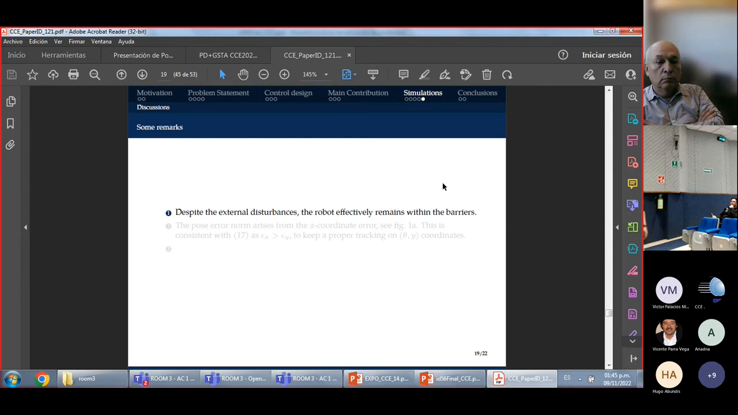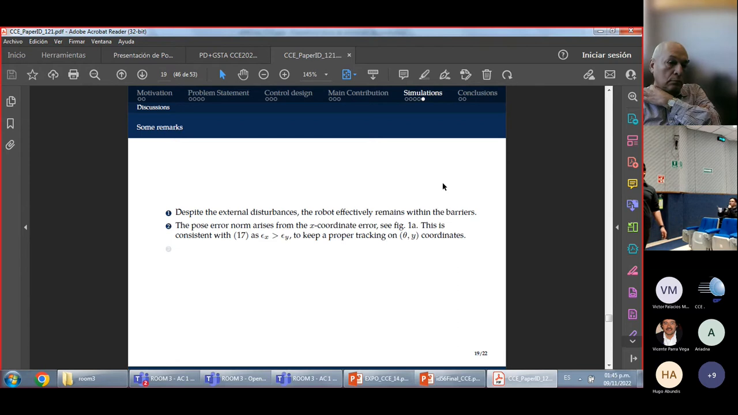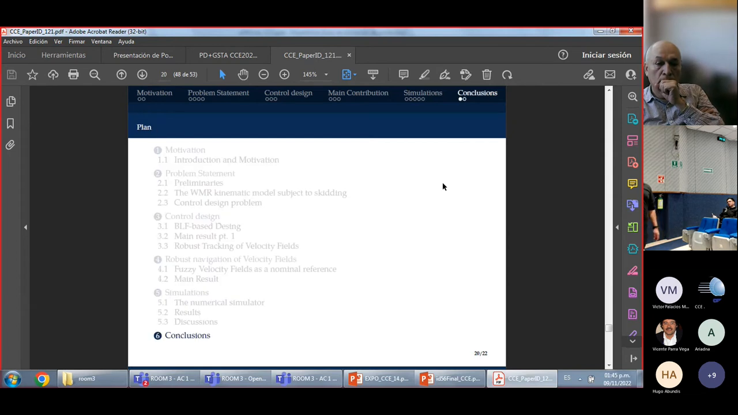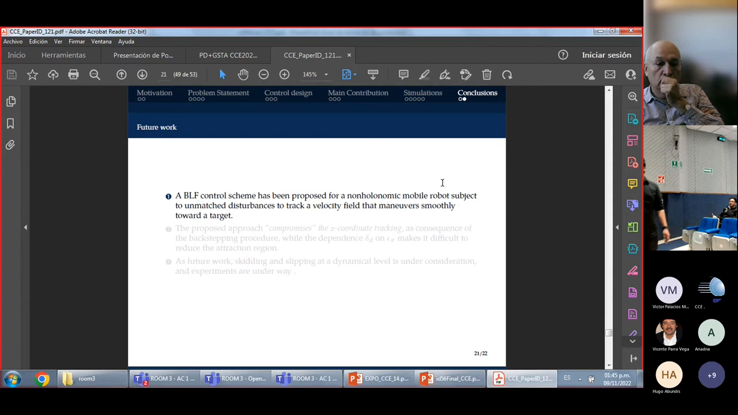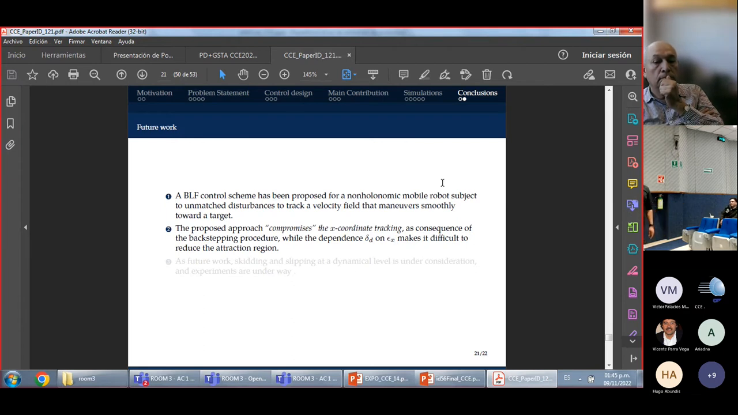Finally, some remarks. Despite the external disturbances, the robot remains near the contour, and most of the pose error arises from the exponent. Our proposal compromises the tracking of the exponent in order to reduce the disturbance. From the perspective and conclusion of this work, a barrier function has been proposed for a nonholonomic mobile robot subject to matched disturbances, that effectively maneuvers the robot towards a target, justified by the proof. The proposed scheme compromises the setting of the X coordinates.